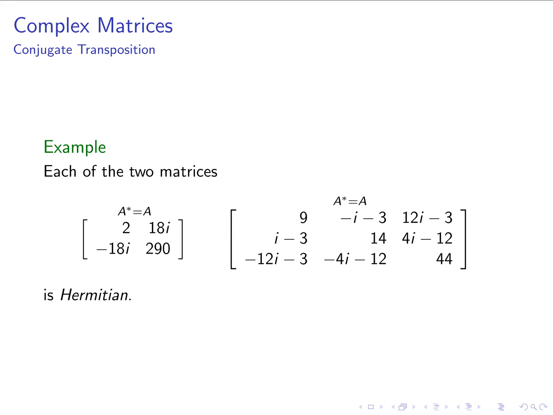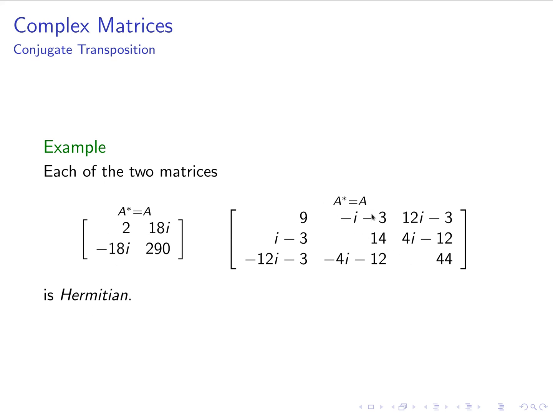So here are some examples. Here we're looking at two different matrices, and neither one of these matrices is symmetric. If we look at the first matrix here, this 18i is not equal to negative 18i. However, 18i is the conjugate of negative 18i, which tells us that this matrix satisfies the equation A star equals A. So this first matrix is an example of a Hermitian matrix.